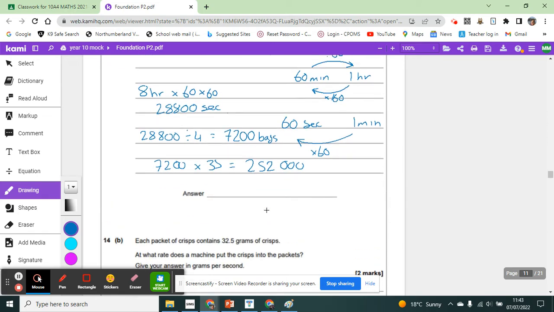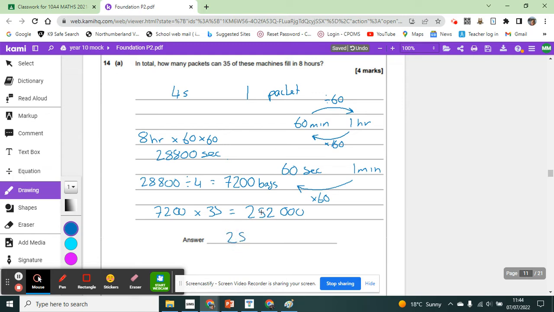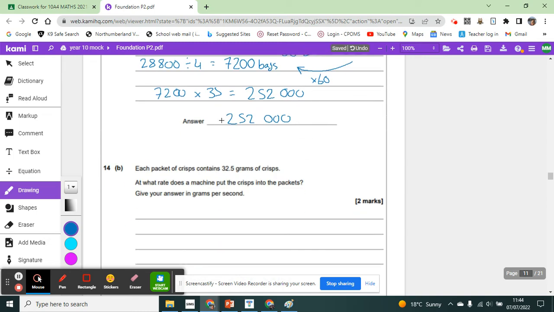252,000 bags. 252,123. Just checking that I'd filled in the thing, so it's asking the bags.